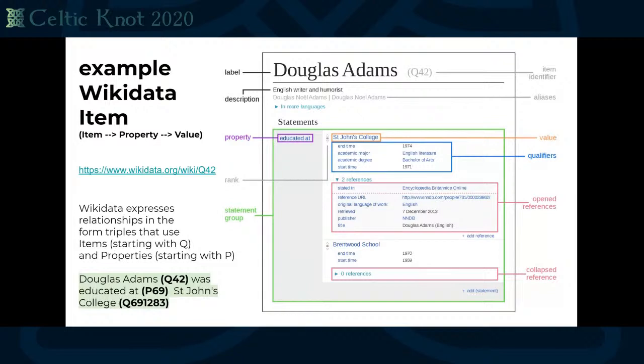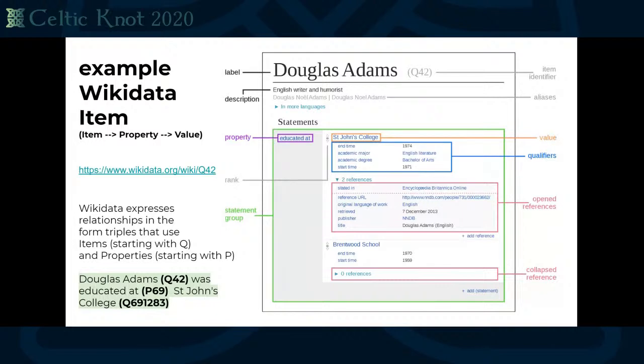So basically, qualifiers add more meaning to statements. Okay. Wikidata records not just statements, but also their sources. And this helps us to reflect the notion of verifiability on the project. So that statement, Douglas Adams, Q42, was educated at P69, St. John's College, has two open references that point to the source of that information.